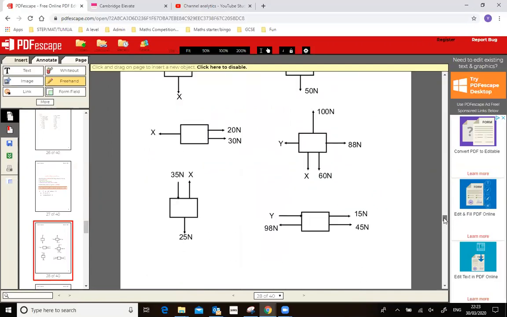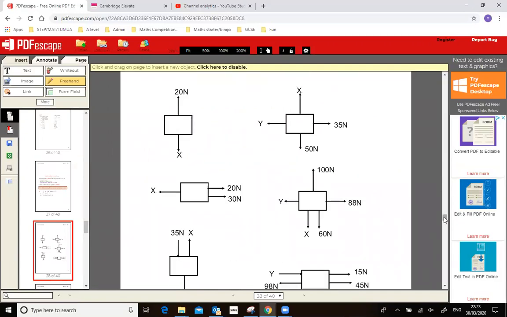So assume all the objects we're going to look at are in equilibrium, which means the resultant force has to be zero. Okay, let's have a look at this first object. We have two forces acting on the object in a vertical direction. One, let's say it's a tension, which is 20 Newton, and we have another force X acting downward. If the object is in equilibrium, then the resultant force has to be zero. So that means X will have the 20 Newton as well to balance with the 20 Newton pulling upwards.